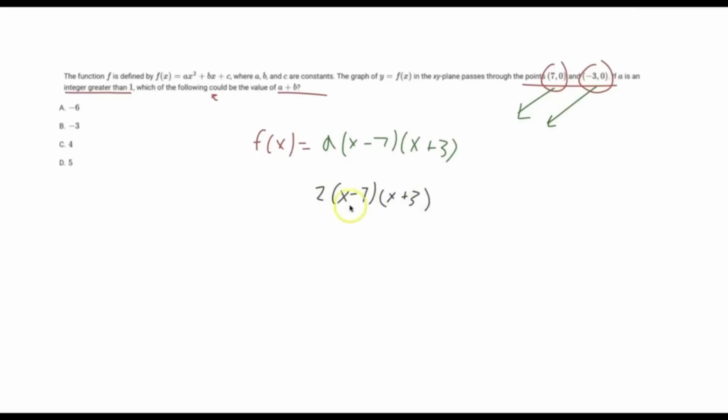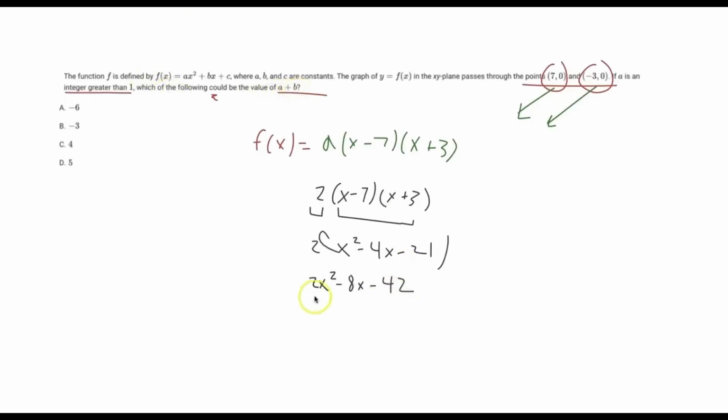So now we can just expand this out. So let's just do this part first. So we have x squared, and then we'll get negative 4x, and then minus 21. So then we have to apply the 2 right here to the outside. So then we have to multiply this entire thing by 2. So then we get 2x squared minus 8x minus 42. Right, there we go. So it says, which of the following could be a value of a plus b?